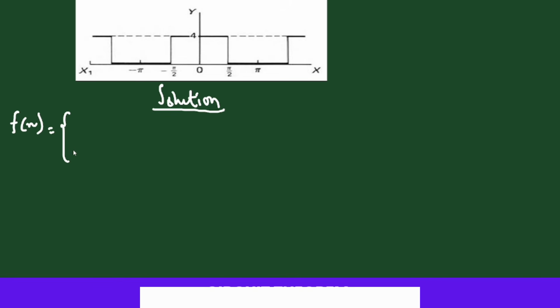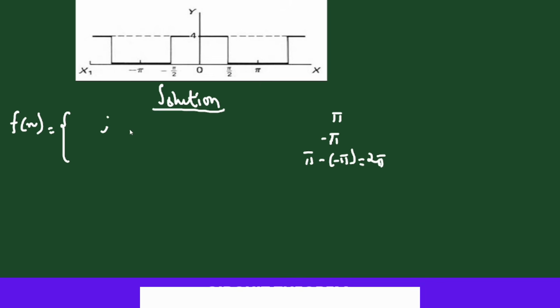Since it's a 2 pi periodic function, it's going to be from negative pi to pi. That is pi minus negative pi, which gives us 2 pi. So to get a 2 pi, we move from negative pi to pi.